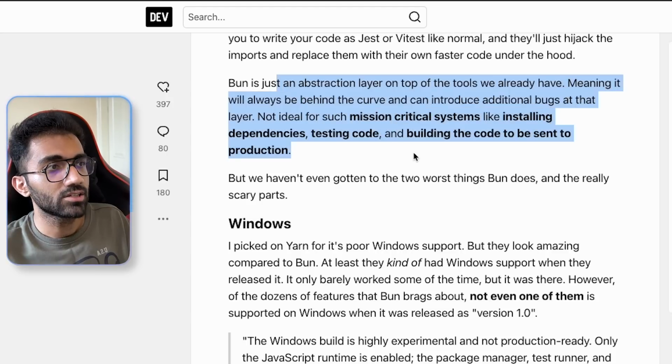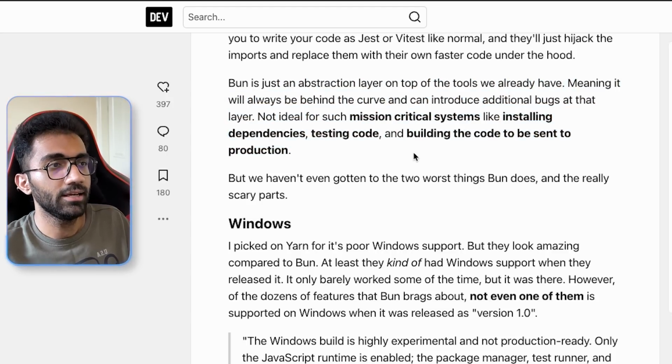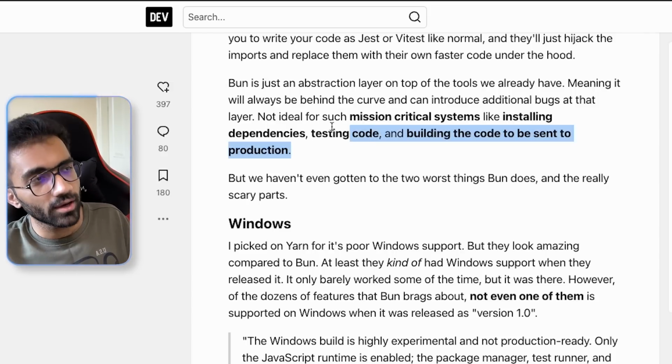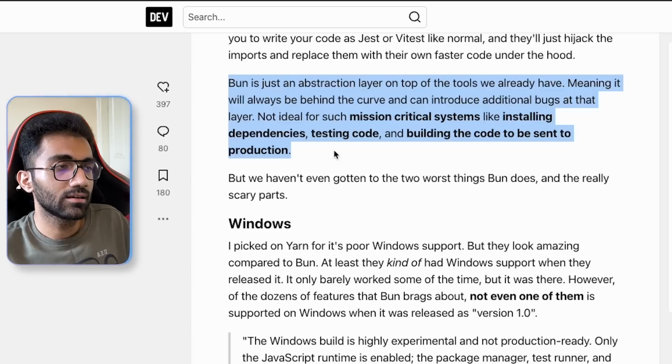So Bun is an abstraction layer on top of the tools we already have, meaning it will always be behind the curve and can introduce additional bugs at that layer. Not ideal for such mission critical systems like installing dependencies, testing code. Okay, this is a little bit too much, I would say. It's not just an abstraction layer, it's a rewrite, right? It's more of a rewrite of a lot of things with performance as a first-class citizen. That's how I would put it.